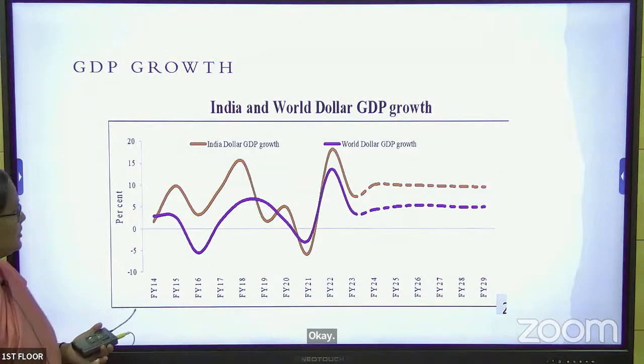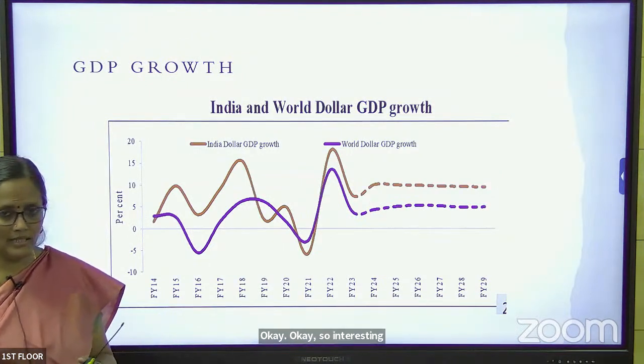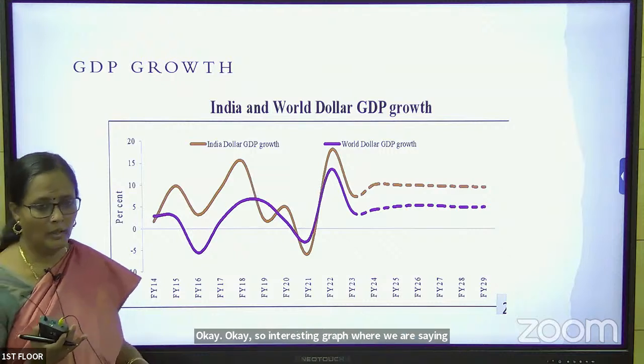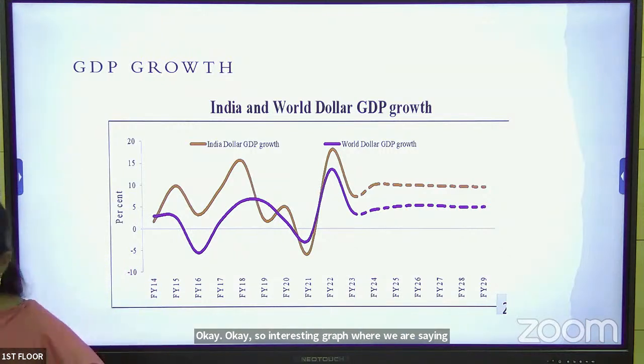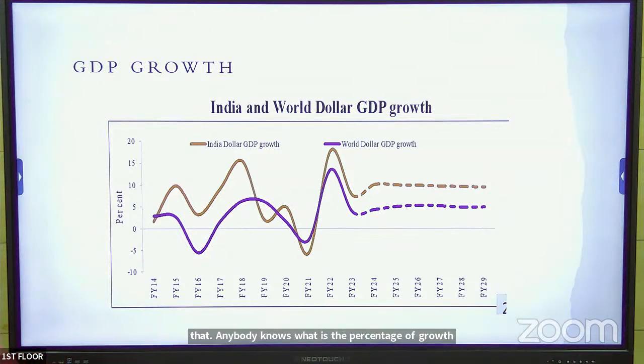Okay. So interesting graph where we are saying that anybody knows what is the percentage of growth which they have projected? Nominal GDP, real GDP. Nominal GDP, what is the percentage? More than 10%, 10.5% or so. For the real GDP, they have presented 7.2% or so. So 7% is like one of the fastest growing economies in the world.